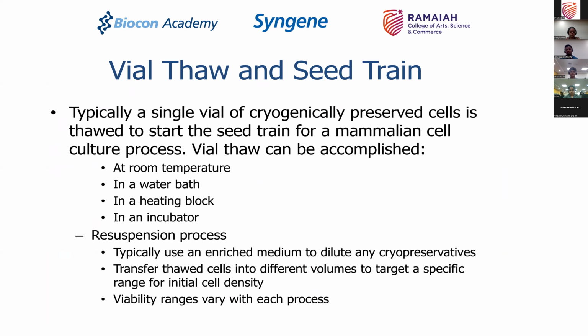You cannot use it as it is. So you need to thaw it in a controlled manner to start the seed train for the mammalian cell culture process. Vial thaw can be accomplished at room temperature, or you put it on a heating block, or in an incubator, or in a water bath. So you could just leave the vial outside and it will thaw, just like you take something out of a freezer. If it is already frozen, you need to thaw it.